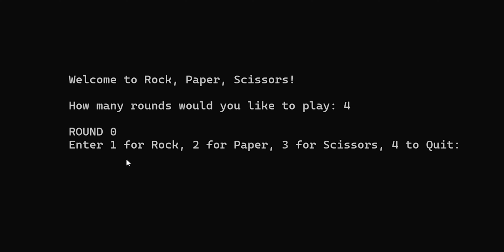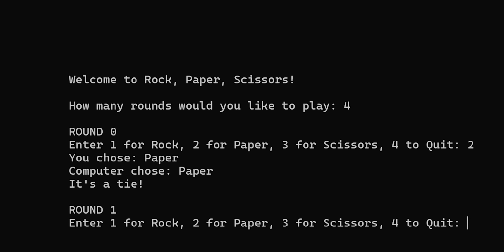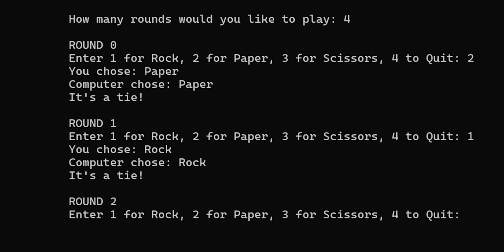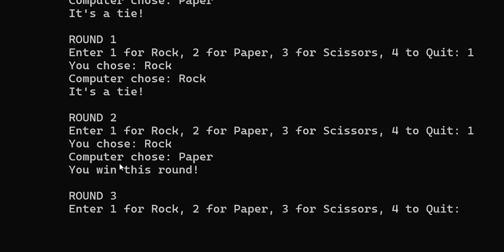Now, so it says round and then enter 1 for rock, 2 for paper, 3 for scissors, or 4 to quit. So let's just choose paper. Okay, so you chose paper, the computer chose paper, so it is a tie. Let's choose rock, another tie. Let's choose rock again. Okay, so it says you chose rock, computer chose paper, and you win this round. Well, something's wrong there, but that's up to you.